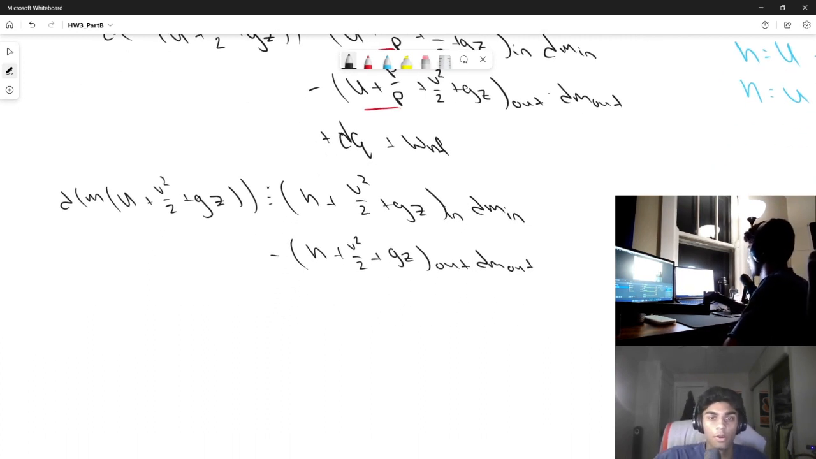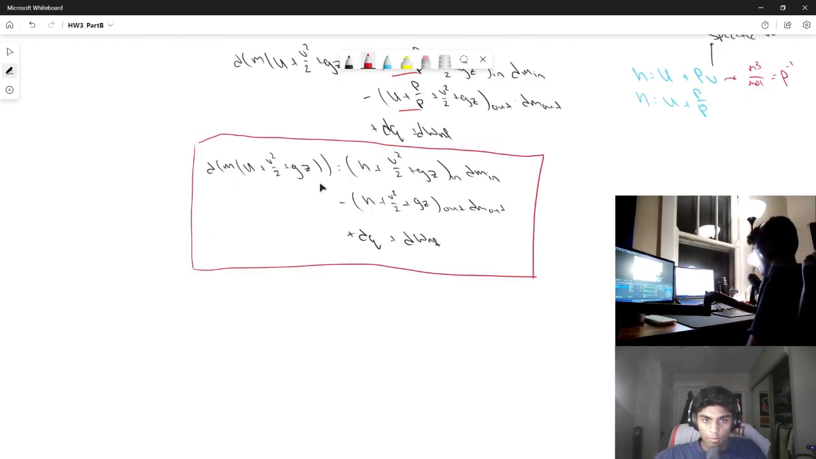And up here, we have our differential heat, and this should be our differential non-flow work, plus our differential flow work. So this is our B1. This is the equation we're going to use to describe a flow system.